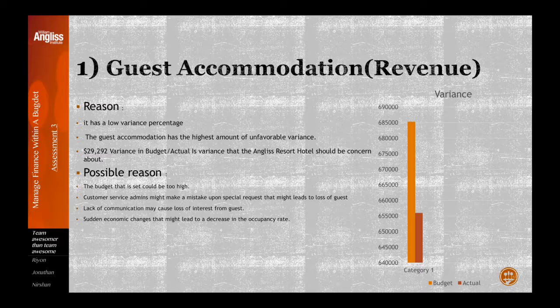The reason we chose this is that even though it has a low variance percentage, guest accommodation has the highest amount of unfavorable variance. It has a variance of 29,292. The possible reasons for this dilemma are: number one, the budget that is set could be too high.